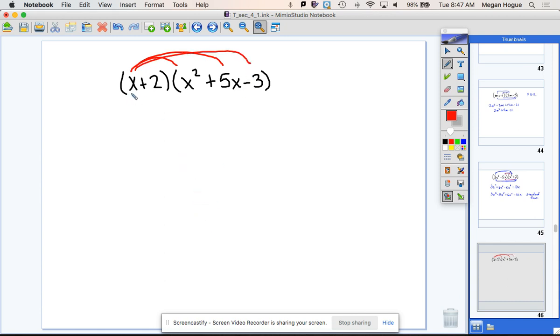So let's go ahead and do that. So x times x squared, bless you, x cubed. X times 5x, 5x squared. X times negative 3, minus 3x.